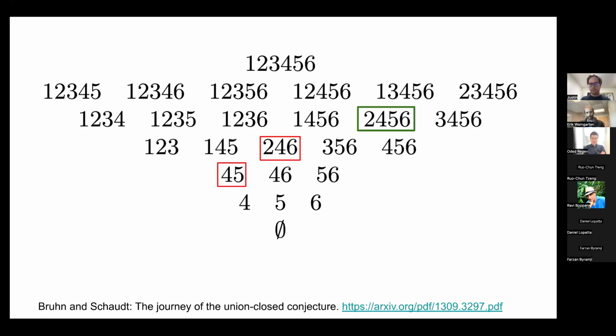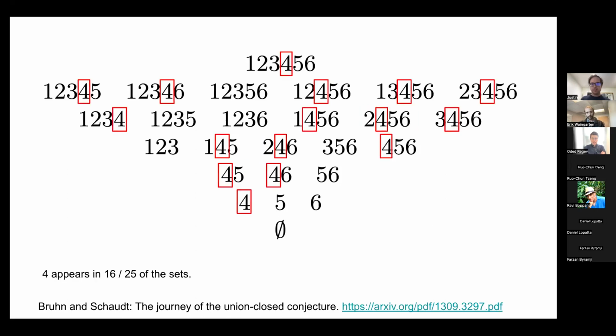So we have a family that's union closed, and the conjecture is that there's an abundant element, which means an element that's in at least half of the sets. In this example, the element 4 would be an abundant element, and it's contained in more than half of the sets. Actually, it's in 16 over 25 of the sets. Okay, so that's the conjecture that Peter Frankl made.